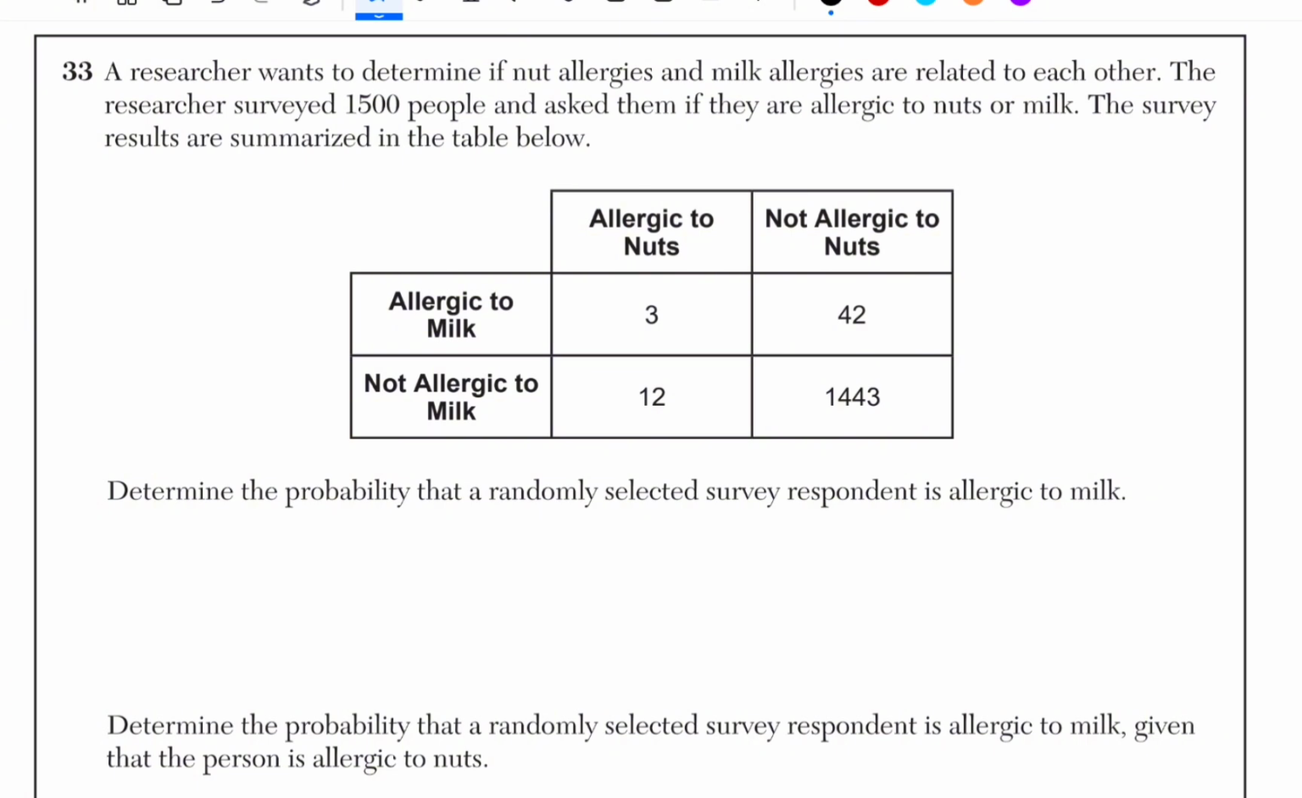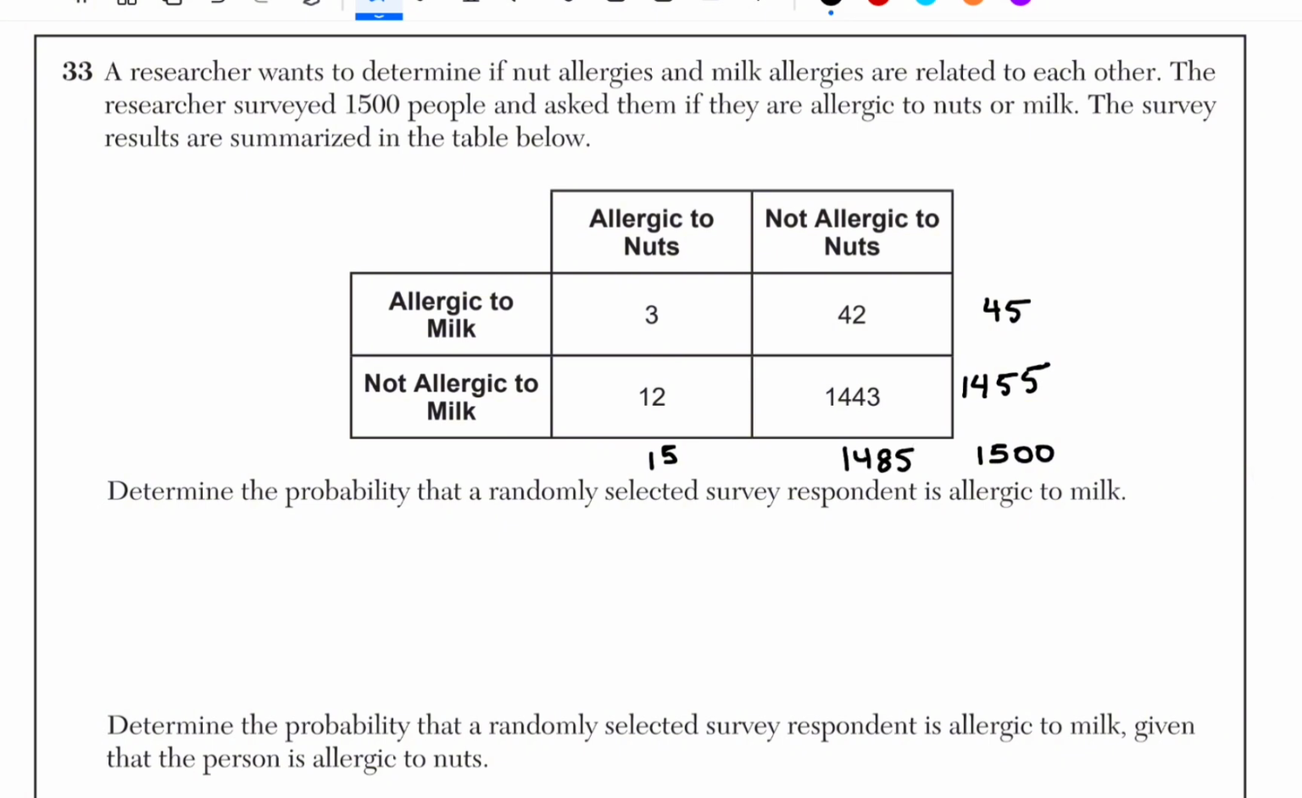So before we even get to the question, I like to add up my categories so that I can get my total for each section and the overall total. So we know that the overall total is 1,500. For allergic to milk, this category would be 45, and the remainder would be 1,455. And for the category allergic to nuts, it would be 15, and 1,485 not allergic to nuts.